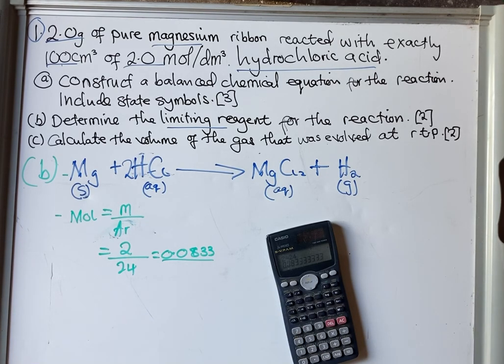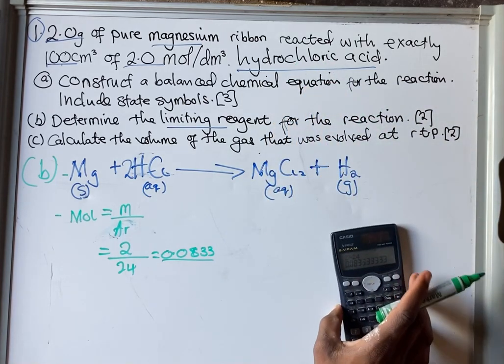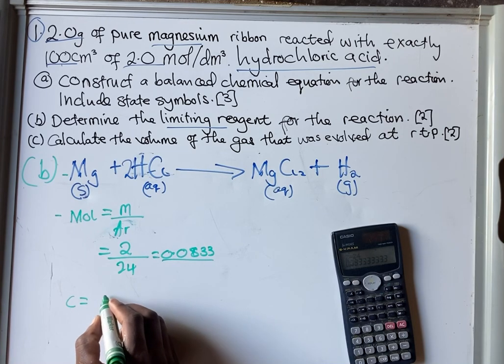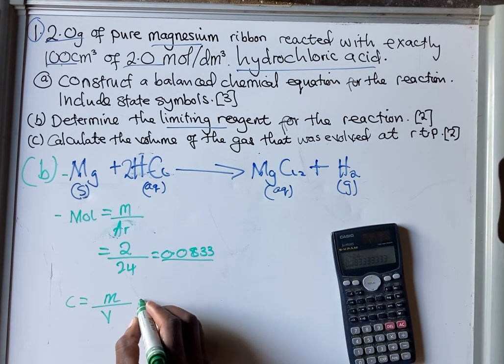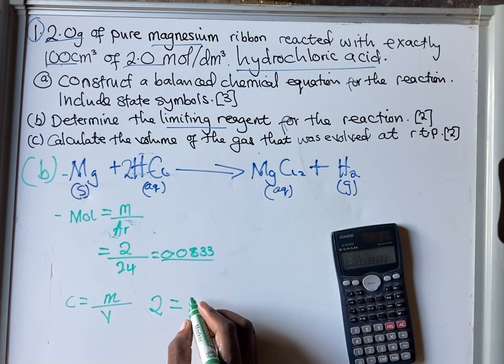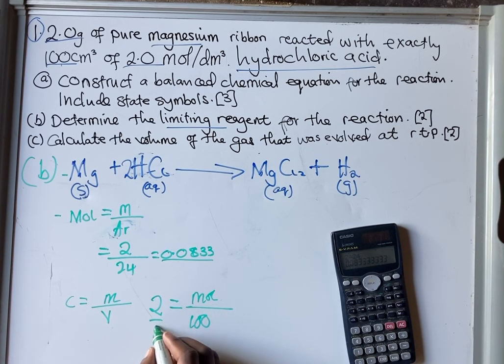Now again, we want the limiting reagent between the hydrochloric acid as well as the magnesium. So we can also find the number of moles for hydrochloric acid because the volume has been given. So let us find the number of moles for hydrochloric acid in terms of concentration. Concentration is equal to the number of moles over the volume. So here, concentration is given, which is 2. The moles we don't know is the one we are looking for. So moles over the volume of this acid, which is 100 cubic centimeters. So you raise this as a fraction, you cross multiply, so the number of moles for this acid is 2 times 100, which is giving us 200 moles.